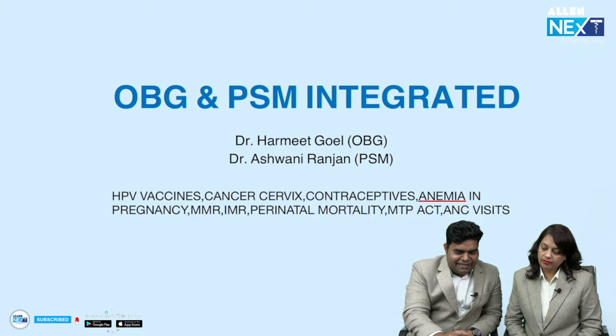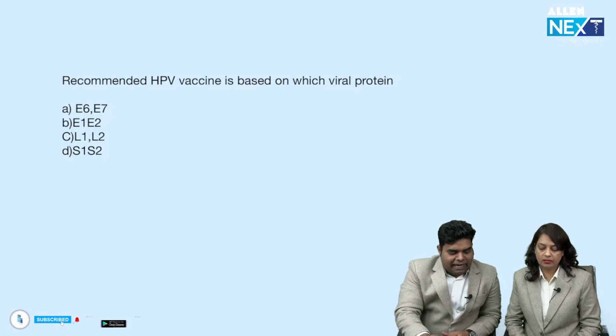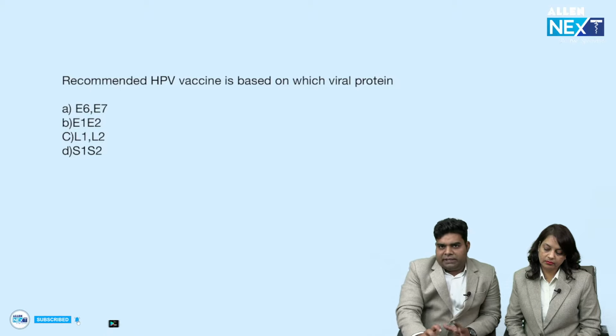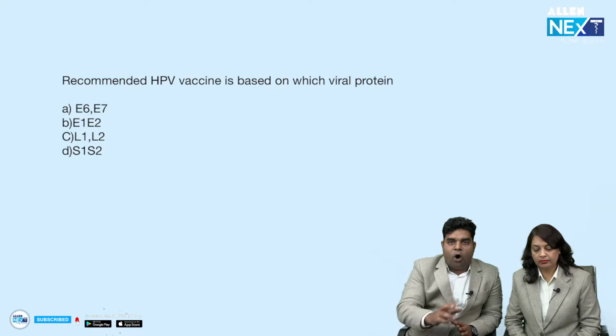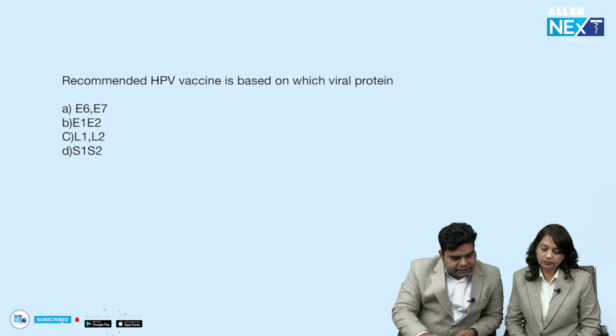Let's start the journey with this first question, which is on HPV vaccines, and it is based on which viral protein. There are two questions which came on this topic. One is which viral protein they are using. So they are using the L1 and L2. L1 is the much better answer.